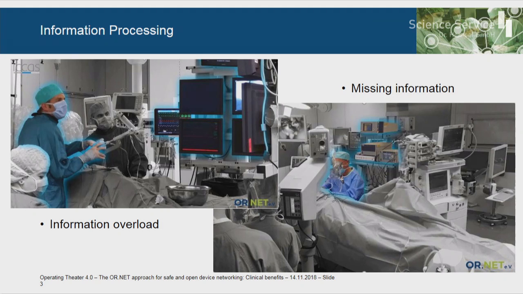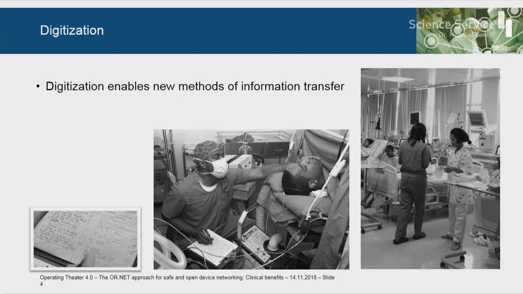We often have challenges in information processing because of information overload, because of missing information, because of information that is not displayed where needed, but somewhere else. And we are by far not in the digitization, in the fourth industrial revolution, but we are already in a very early stage.